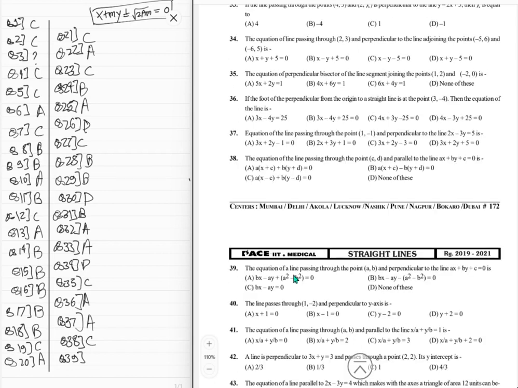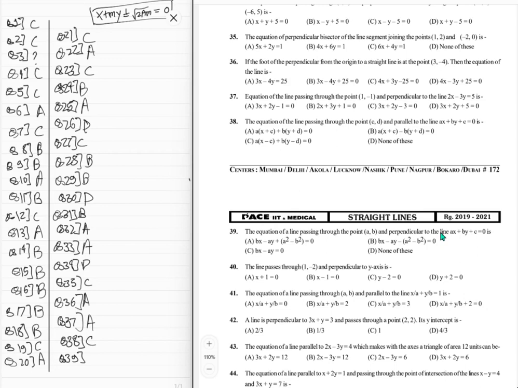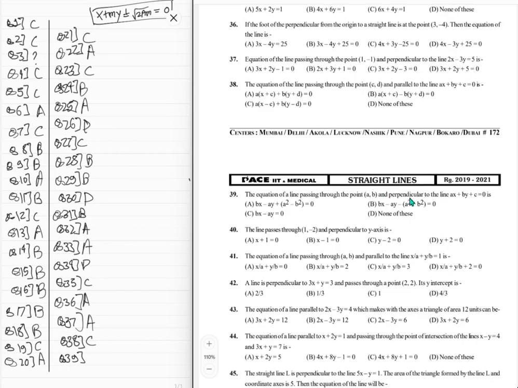Question number 39. The equation of a line through this point and perpendicular to this. Hey, it's the same thing. Nice. So now it's just a into x minus a plus b into y minus b equal to 0. So it's just ax plus by equal to a squared plus b squared. Wait, what? Perpendicular to this? Okay, that's different. So perpendicular to this and passing through the origin, that would be bx minus ay equal to 0.